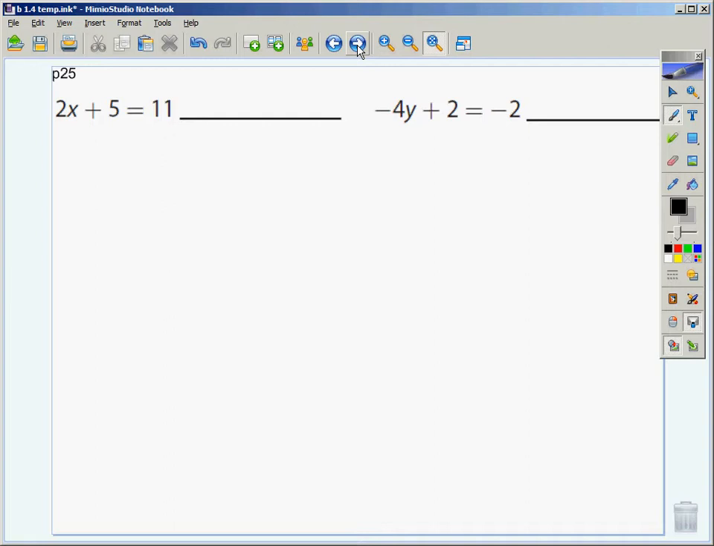On section 1.4, you should always read what the objective is and what the essential question is on the front. The essential question is, how do we solve two-step equations? You should always rate yourself before the lesson, after the lesson, and after your homework assignment. How well do you think you could solve two-step equations?